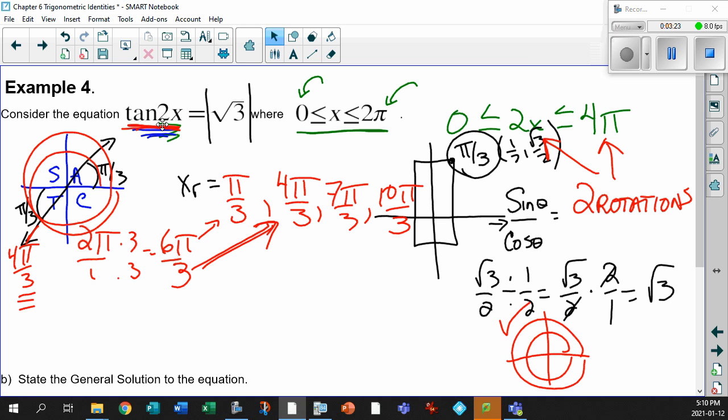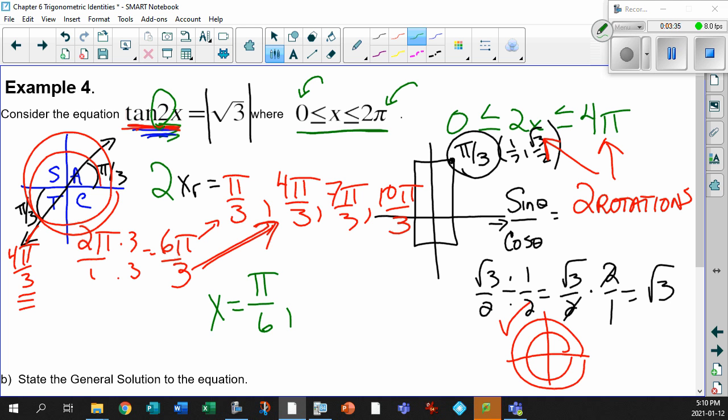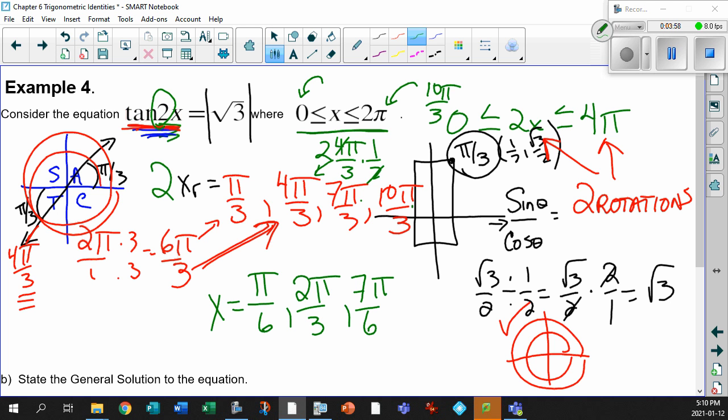So what do I do, though? Hey, wait. Remember, this was a 2. So basically, you're going to have to divide everything by 2. So your x values then are going to be pi over 6. Oh, look at this. Divide this by 2. Watch what happens. Same as multiplying by half. This is 4 pi over 3 times a half. Look at that. 2 goes into 4 twice, giving you 2 pi over 3. Can you do anything to this one? Yep, multiply by half, still 7 pi over 6. But how about this one? 10 pi over 3 multiplied by a half. Yeah, I get 5 pi over 3. And guess what? There's your answers.